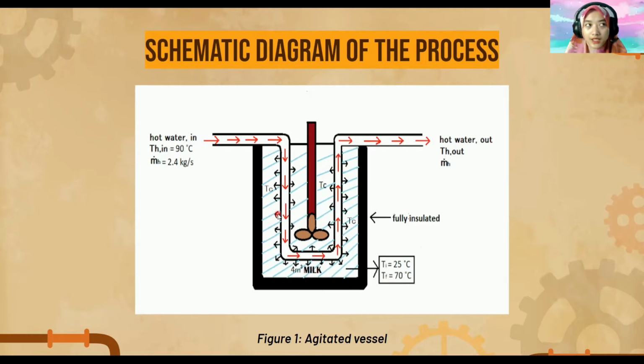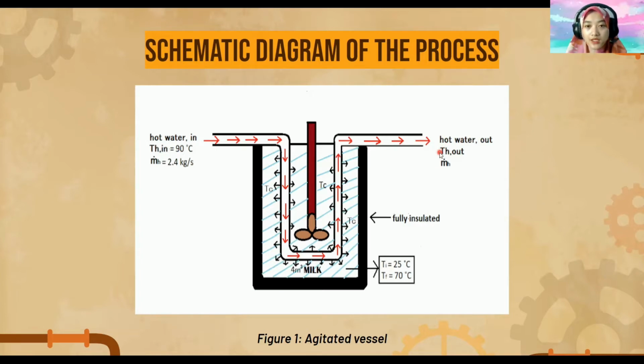In the question, it is stated that the milk here will be heated from 25 degrees Celsius to 70 degrees Celsius. The heating will be done by an agitator. Next, we have a heating coil, where a heating medium or cooling medium goes in and out. In this case, we have hot water in at 90 degrees Celsius with a flow rate of 2.4 kilogram per second. It will pass through this vessel, and hot water out here.